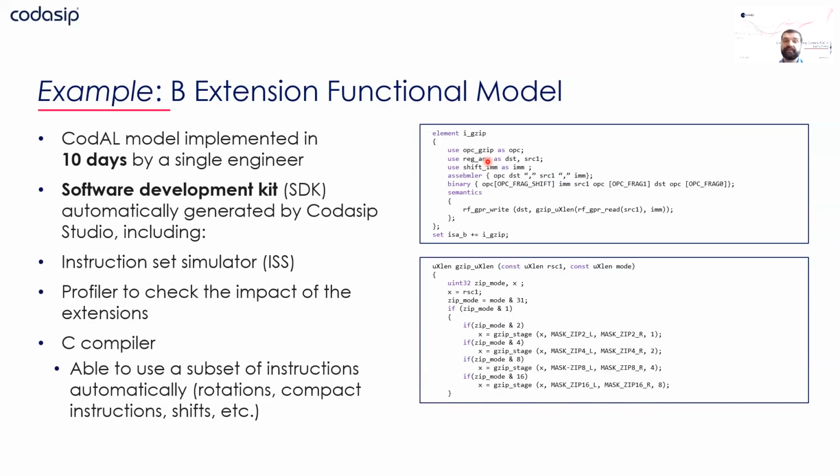What I mean by that is that by the end of 2 weeks, we had the SDK that's aware of the bit manipulation, including the compiler that's able to use these instructions automatically or via the intrinsics. We had the instruction set simulator, profilers, and this kind of tools. So then we can easily see the benefits of these extensions in some areas like cryptography, for instance.